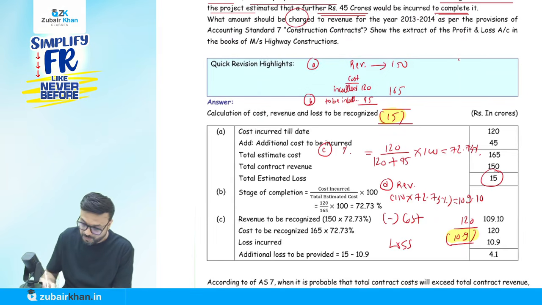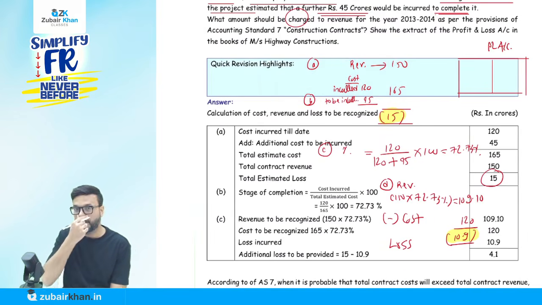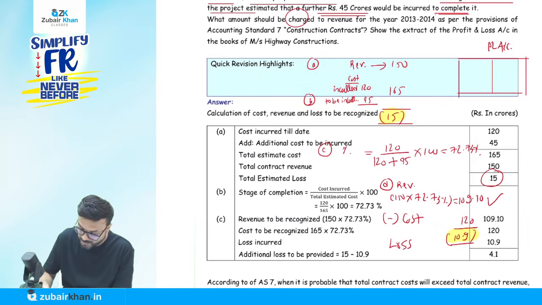Suppose they ask me to prepare the P&L account, how will I prepare it? I will write it down. The total contract revenue is how much here? 109.10. This is the revenue that I have. Total contract cost is how much? 120. So I have a loss of 10.9. So I will show the loss for the current year, 10.9.